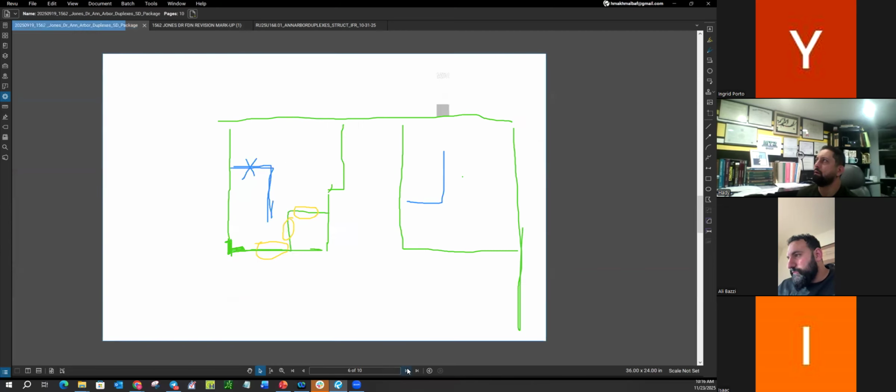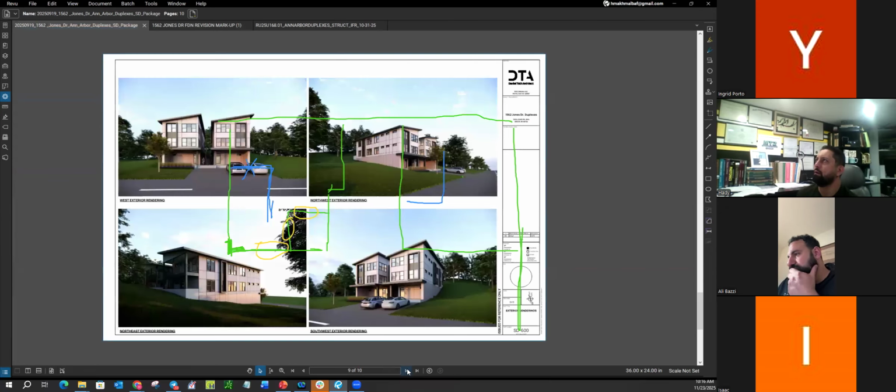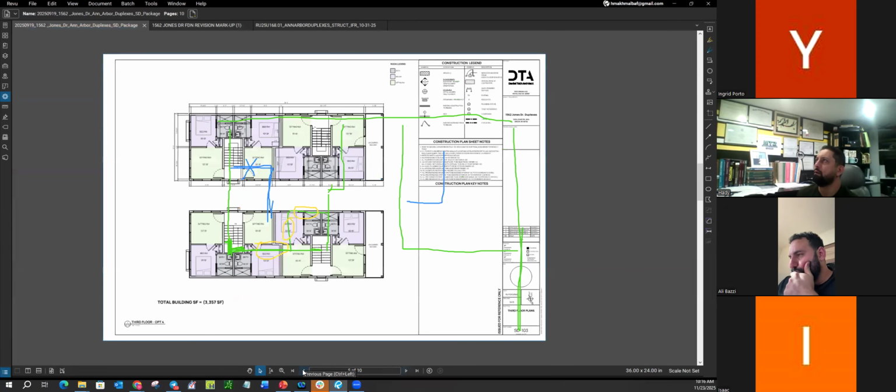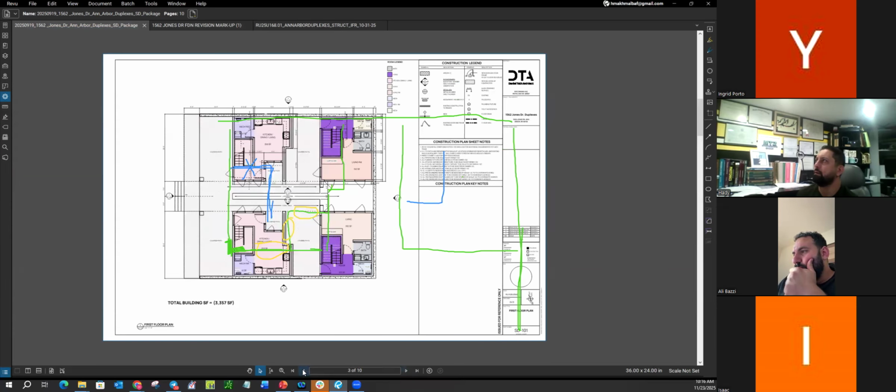Oh, I'm sorry, I was on the second floor plan. I see what you're talking about. Yeah, you see the first floor. Let's go to the first floor, Hattie. Okay, let's go to the first floor. Yeah, here. So you can see.